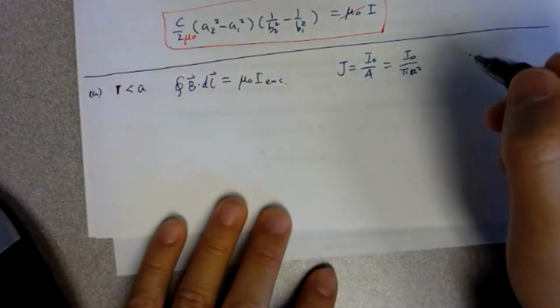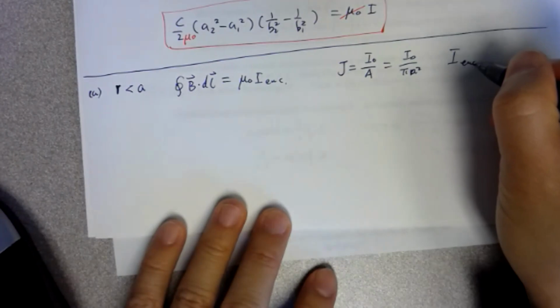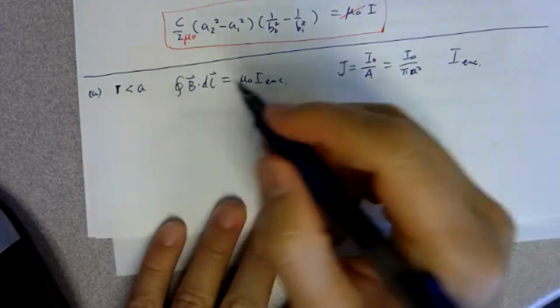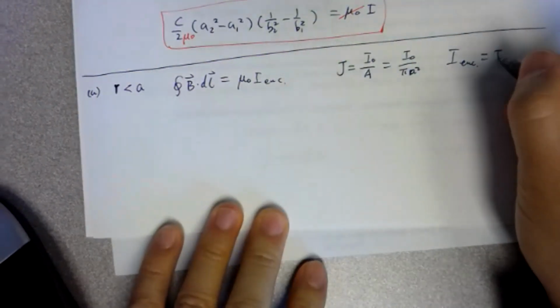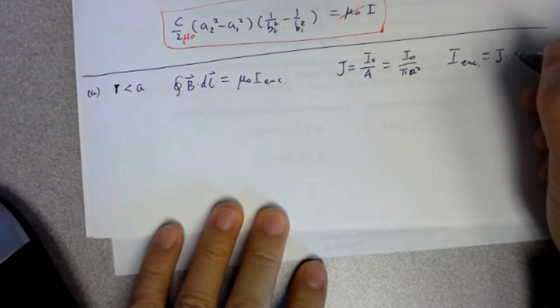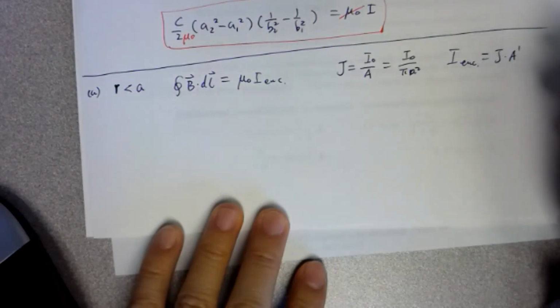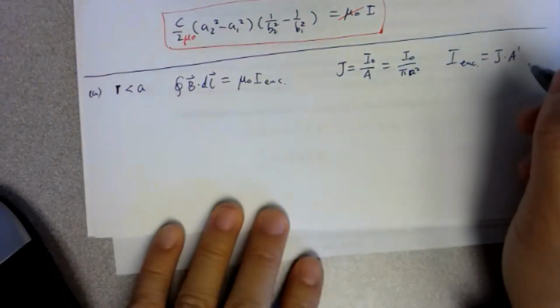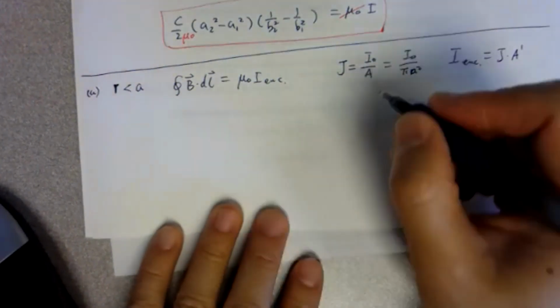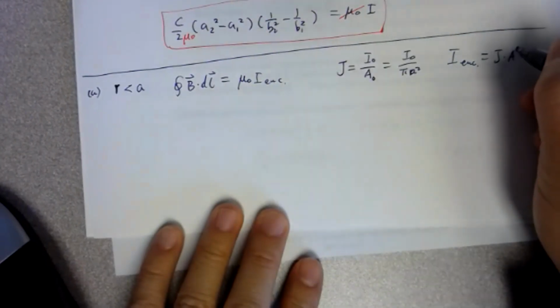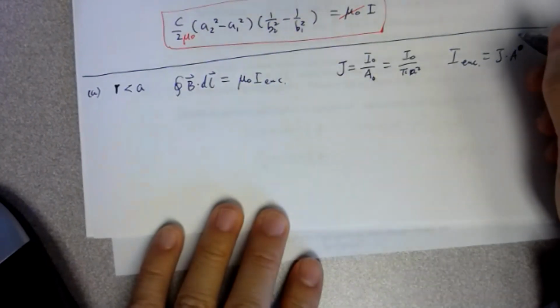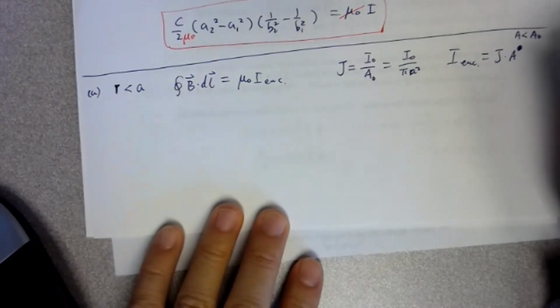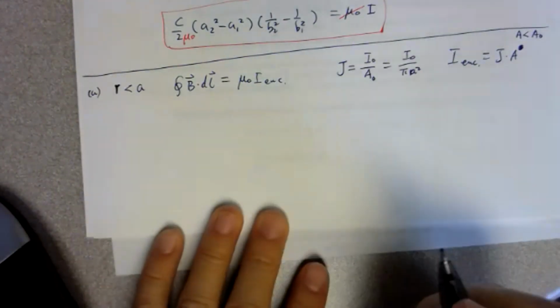All right, and then I enclosed, when R is less than A inside the cylinder, will be equal to J times the area of interest. Again, let's call it A prime. So A prime will be less than A. Or we can call this as A0, then this guy will be just A instead of A prime. So A will be less than A0, okay?